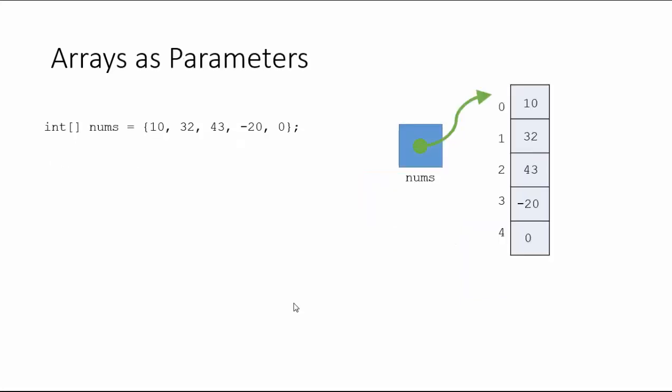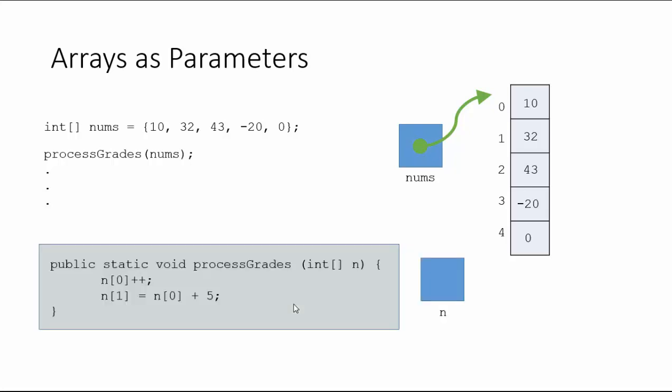As with any object, the address to the object can be passed as a parameter to a method. For array objects, be sure to create a parameter reference variable of the type of array being passed. In this example, an array object nums of type int array is created and initialized. The address to the array is passed to the processGrades method into the int array variable n. Remember, since nums and n now contain the same address, they are pointing to the same array. Any changes made to array n in the method will change the original array nums.